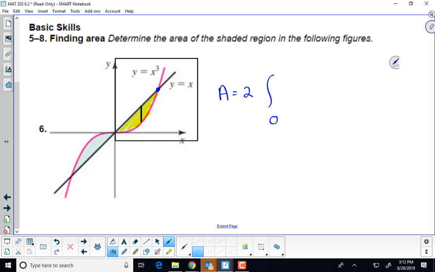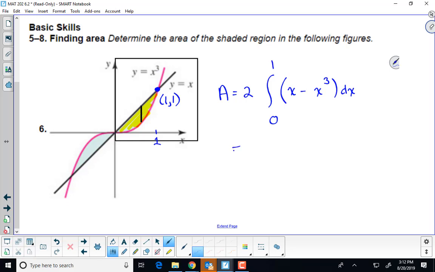I can see it. Can you see it? What's the intersection point here? One? Yeah. Right, if you plug a 1 into both these functions, you get a y value of 1. So the ordered pair there will be (1, 1). So we're going to integrate on the interval 0 to 1. And then we're going to find the height. So the height is x minus x cubed. And the thickness, or the width, is dx. So this right here, the whole thing, including the dx, that's our integration element. We integrate that height function, and we're going to get area.